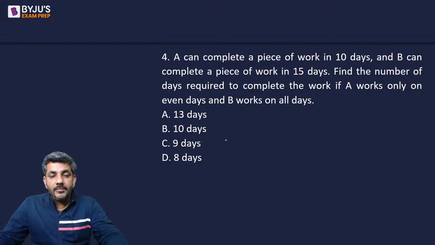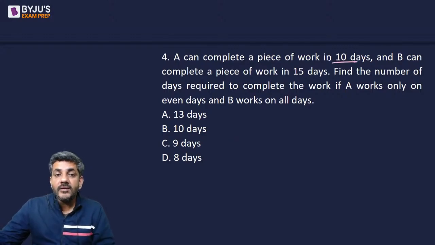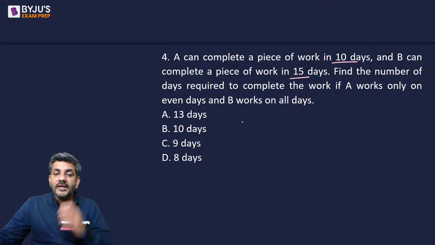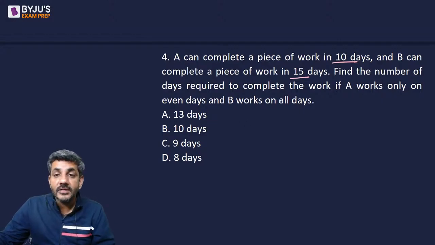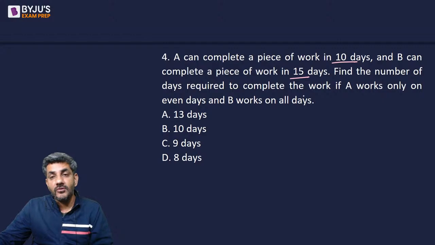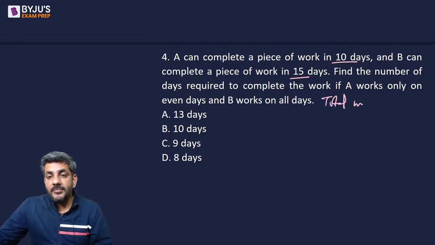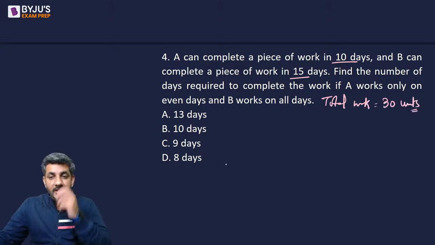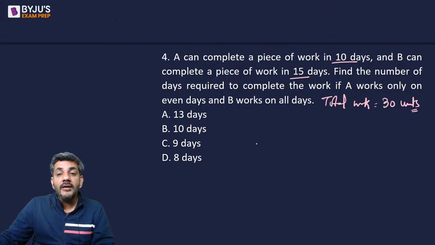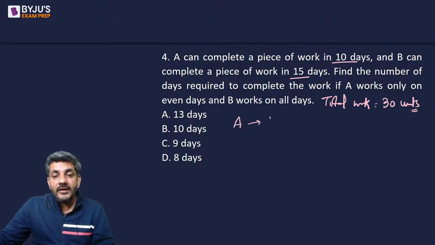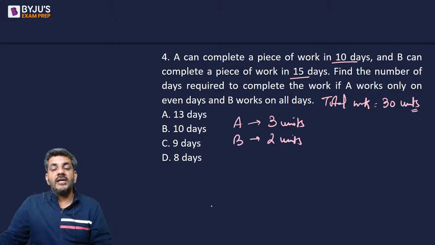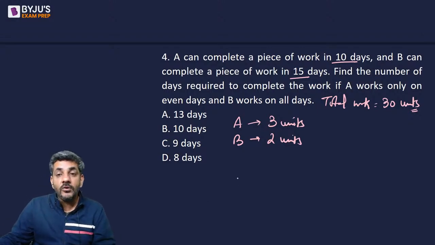A can complete a piece of work in 10 days. B can complete the same piece of work in 15 days. Find the number of days required to complete the work if A works only on even days, B works on all days. So first of all, if A can complete the work in 10 days, B can complete the work in 15 days, I will assume the work as an LCM of 10 and 15, that is 30 units, right? So can I say that A can make 3 units per day and B can make 2 units per day? A बना सकता है daily 3 units और B बना सकता है daily 2 units.